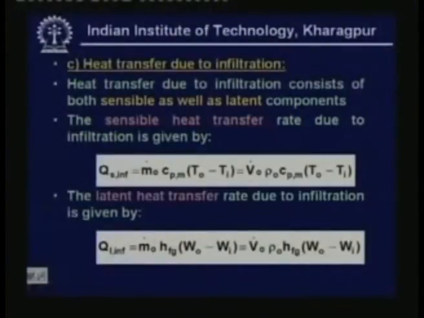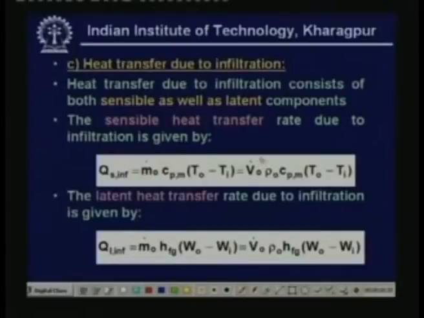The sensible heat transfer rate due to infiltration is given by Q_s,infiltration equals m dot_o into c_pm into (T_o minus T_i), which is written in terms of volumetric flow rate. This is your volumetric flow rate, so many meter cube per second, multiplied by the density of the air. c_pm is the specific heat of the moist air, and T_o and T_i are the outdoor and indoor design temperatures. If you know the design temperatures and the infiltration rate, you can find the sensible heat transfer rate due to infiltration.